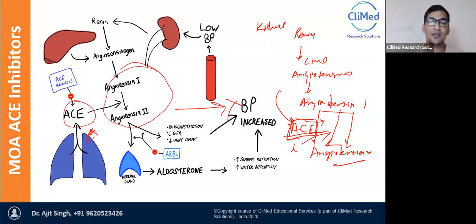Understand? Any question here or any query, anything you want to understand again? Yes, people, please tell me. This is the RAS system only. This is the entire RAS system. The RAS system is majorly involved in hypertension, and that's how the ACE inhibitors or ARBs will work here.